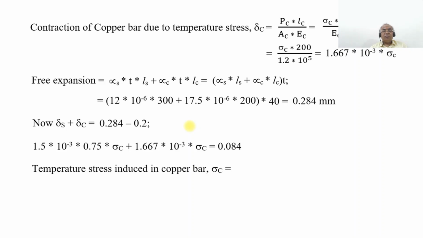So on simplification, the temperature stress induced in the copper bar, sigma C, you will get as 30.08 Newton per mm square, which is compressive in nature.